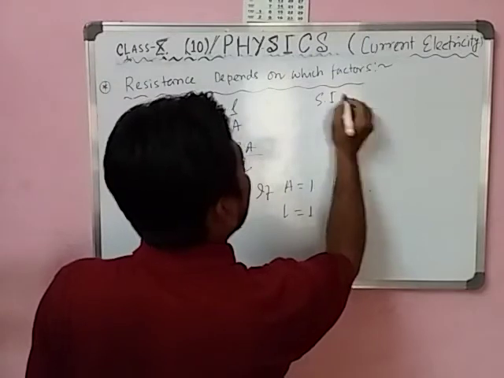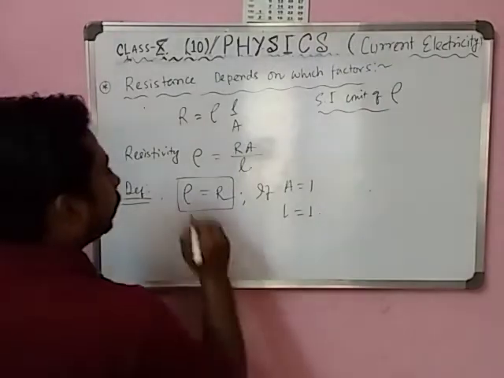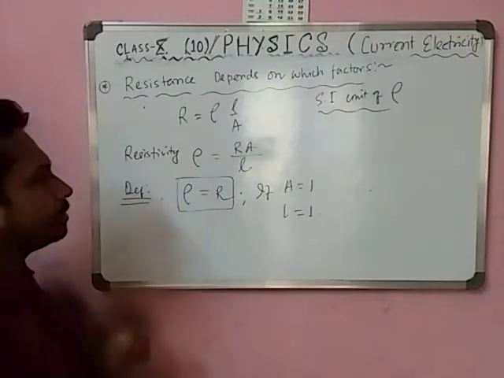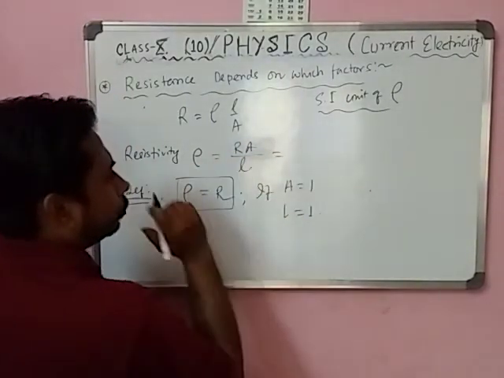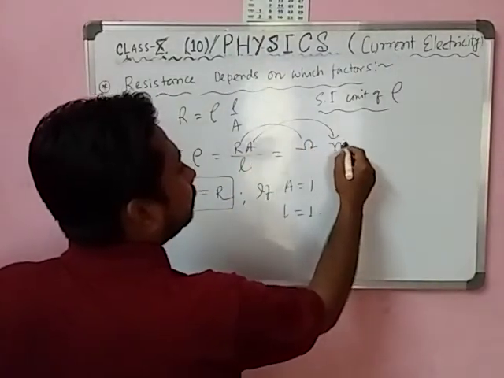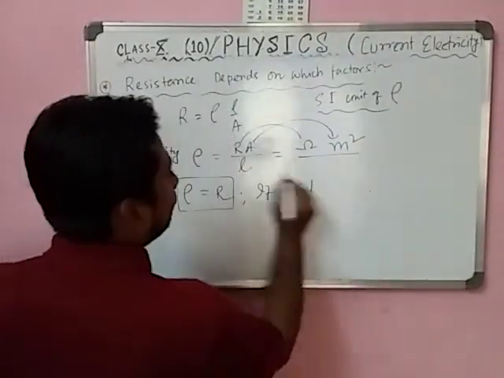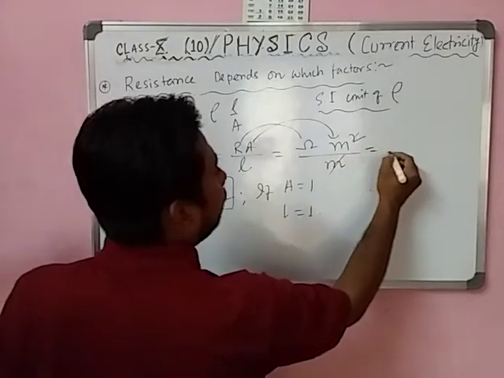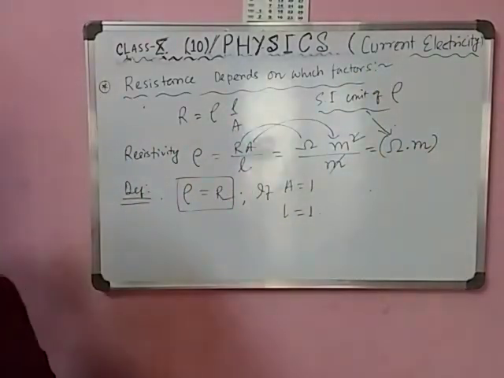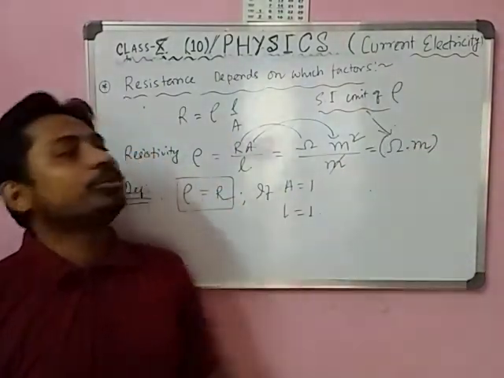So the SI unit of rho. Rho means specific resistance. It's a very important question. No need to remember everything; you just put the units of the physical quantities. Rho equals RA by L, so R is ohm, area means length into breadth means meter square, divided by length means meter. So meter cancels out, leaving ohm into meter. Is it easy? So the SI unit of resistivity is ohm meter.